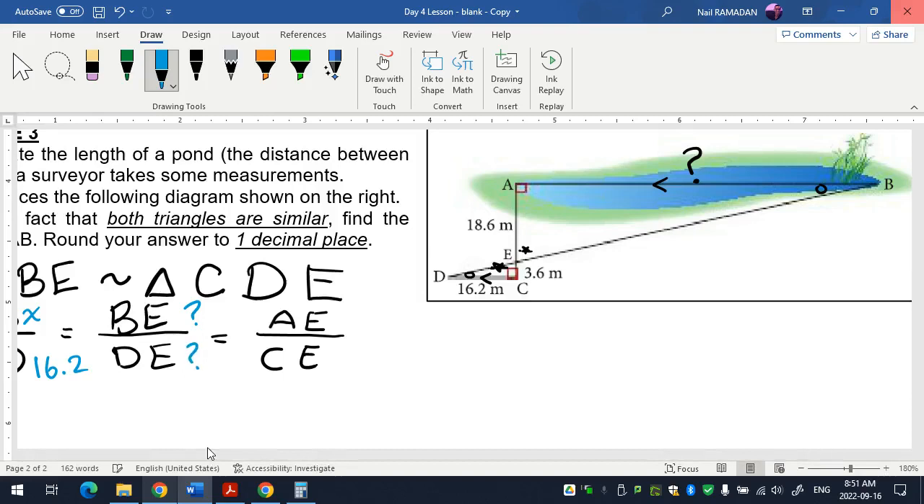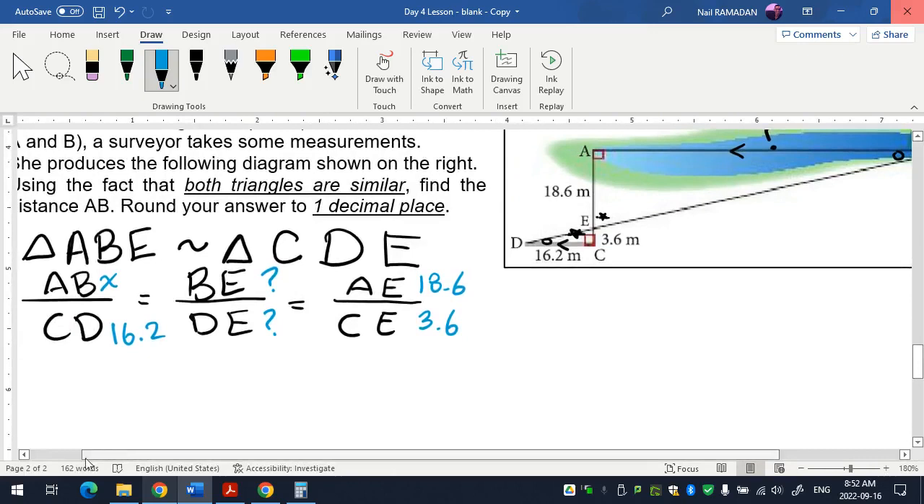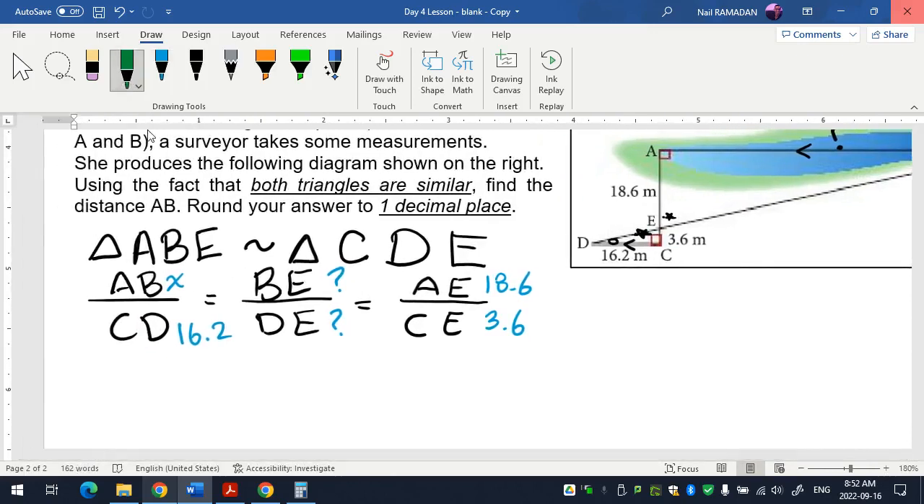All right. I guess we found our useless fraction. AE from here to here, 18.6. And this small one is 3.6. Beautiful. All right. On to the math. So I guess we're going to do this equals that. So I guess we're going to take these two and these two.